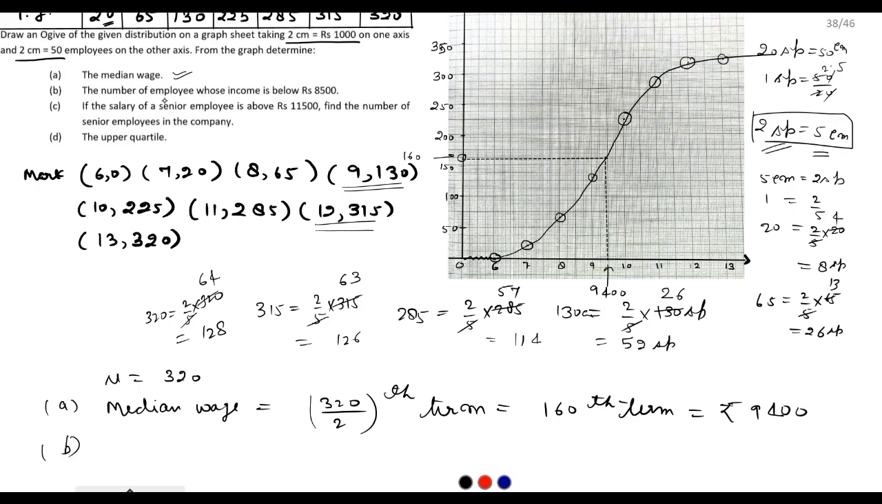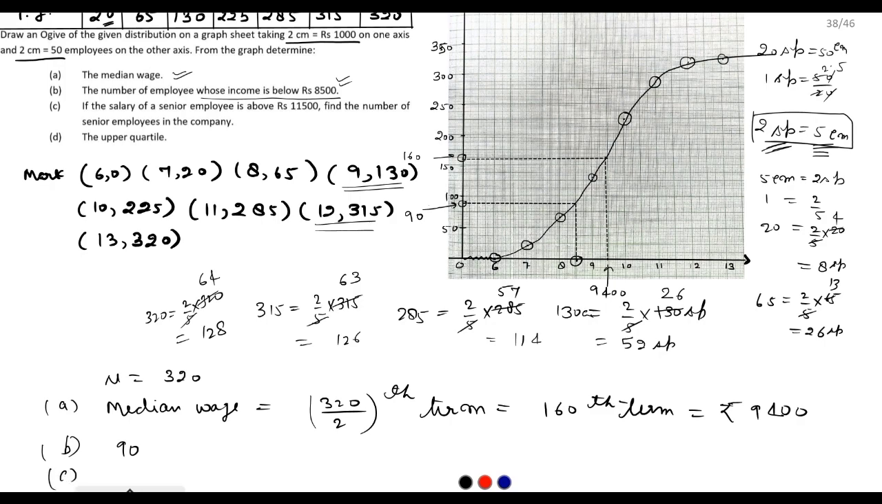Second part, the number of employees whose income is below 8,500. Mark the point. 8,500 means 8.5 on x-axis. This is this point. This point is 4 small parts less than 100. 2 is equal to 5 employees. Then 4 is equal to 10 employees. Means this point will be 90. Means the number of employees whose income is below 8,500 are 90 employees.